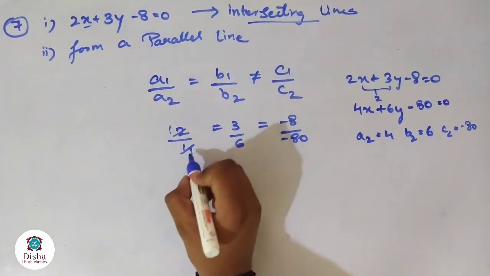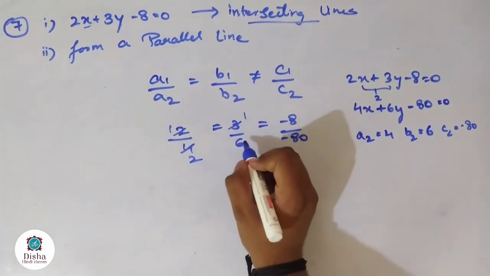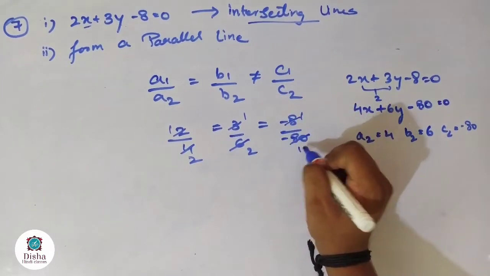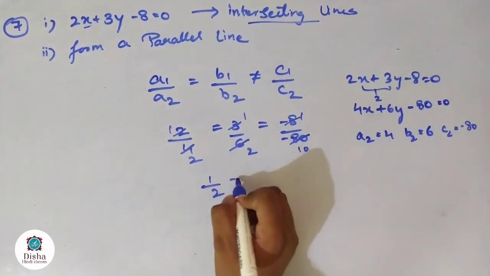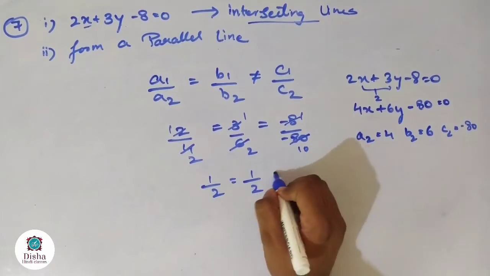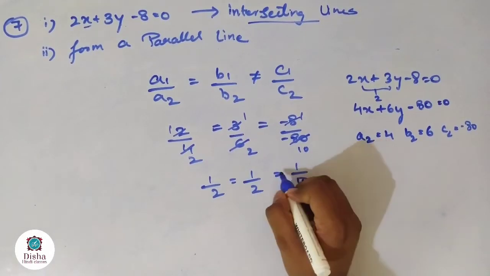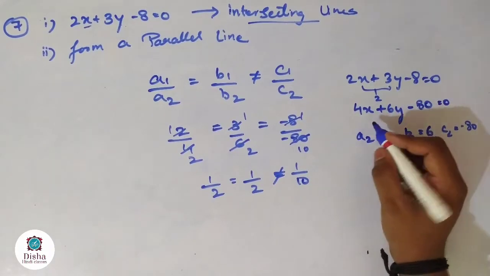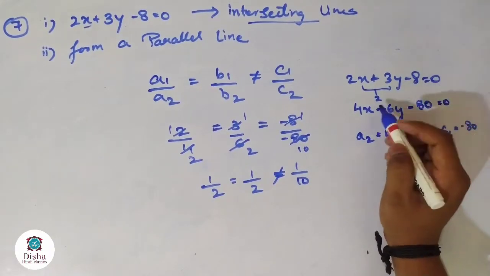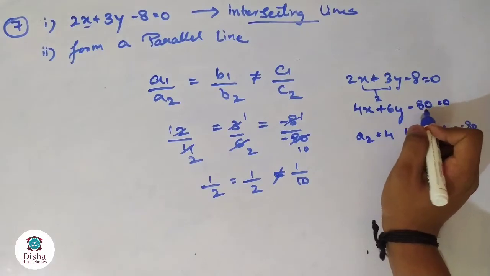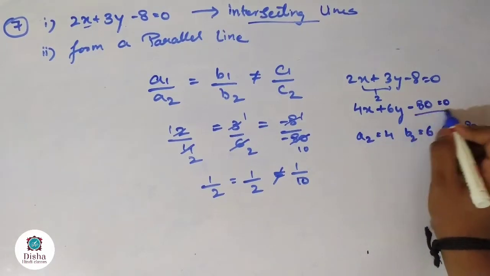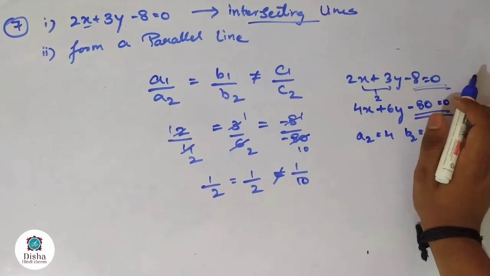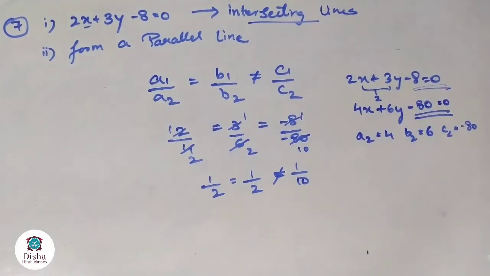So 4, 6, minus 80. So 1 by 2, 3 ones are 1, 3 twos are 6, 8 ones are 8, 8 tens are 80. So 1 by 2 equals 1 by 2, not equal to 1 by 10. So therefore these two are parallel lines. 2x plus 3y minus 8 equals 0 and 4x plus 6y minus 80 equals 0 are parallel lines. So this is the way you solve the 7th question.